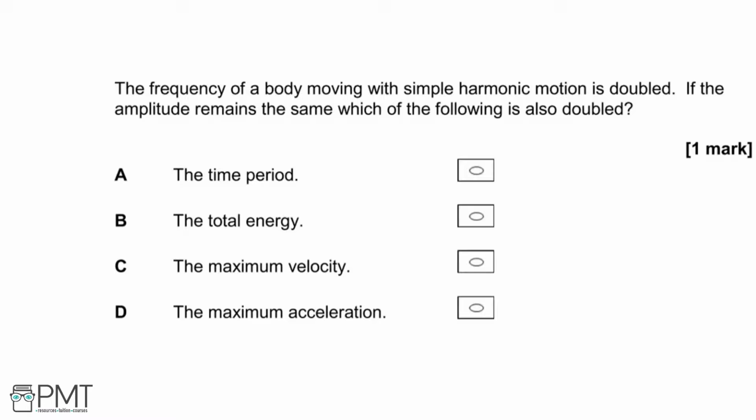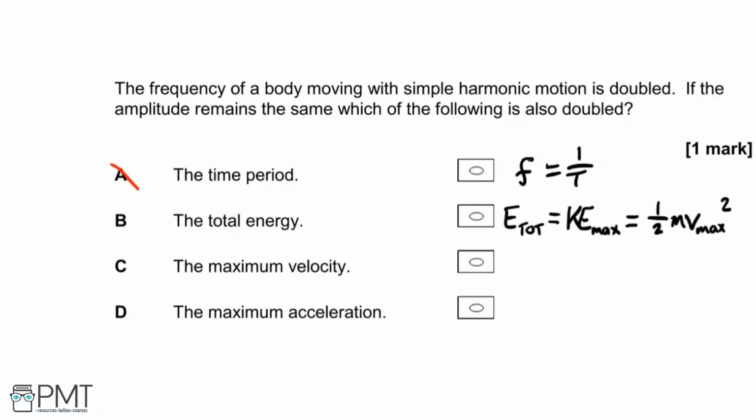So we go through one by one and find an equation that either proves or disproves that the value could double. Starting off with the time period, we know that the time period is inversely proportional to the frequency, so it can't be that one. The time period will actually halve. The total energy, well, we can write down that that's equal to the maximum kinetic energy, because at one point in its motion, all of the energy of that body will be kinetic. So we can say that it's equal to a half times the mass times the maximum velocity squared.